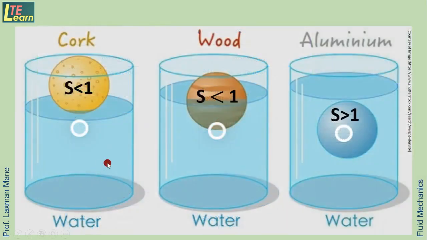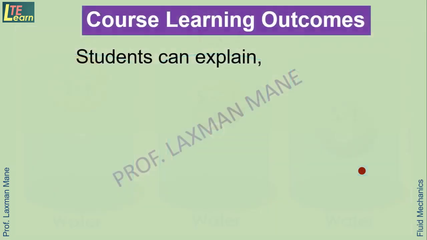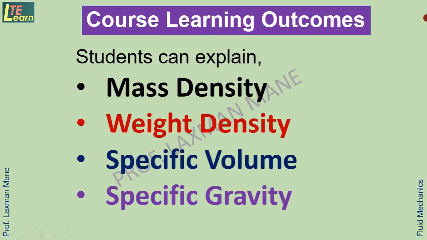From this diagram also we can understand that cork and wood both have specific gravity less than 1. That's why these are floating on the water. And this is an aluminium ball. Its specific gravity is greater than 1. That's why it is sinking in water. So at the end of this session you can explain mass density, weight density, specific volume and specific gravity.